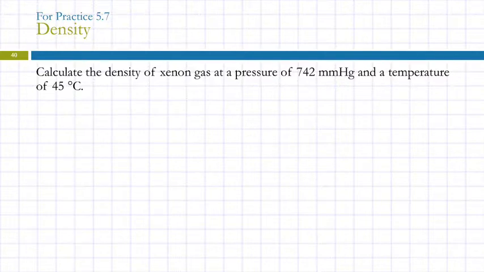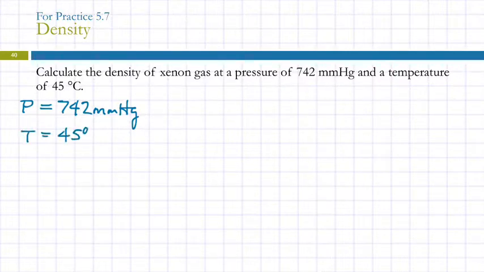Calculate the density of xenon gas at a pressure of 742 millimeters of mercury and a temperature of 45 degrees Celsius. Well, let's write down what they gave us first. 742 millimeters of mercury. Well, that's the pressure, right? They even told us that. And the temperature is 45 degrees Celsius. What should we do with that temperature since we're dealing with a gas? Convert it to Kelvin. Just do it right away so that you don't forget to do it later.